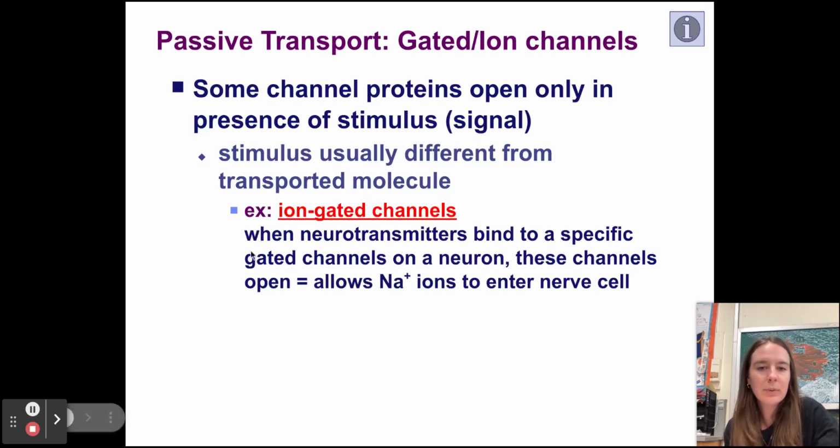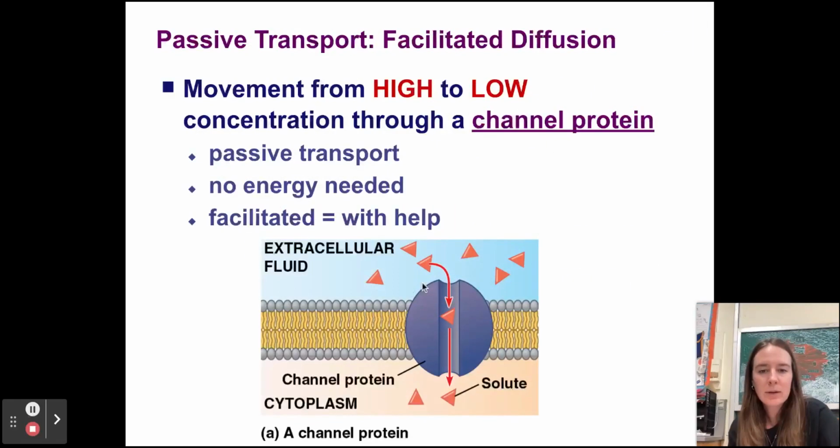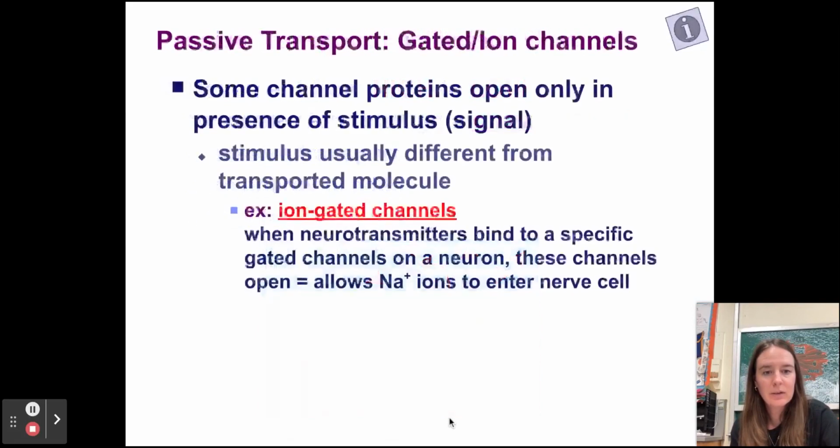So for example, in neurons or nerve cells, there are special molecules called neurotransmitters. And this isn't super important, just kind of an example. So you don't really need to write this down, but just to have in your head, a neurotransmitter would have to bind here and act like a key, and it would open the gate to allow sodium, this ion, to cross through the channel and get in. So that's called gated or ion channels. Basically, still passive transport, no energy is required, but you need something to unlock the door first.